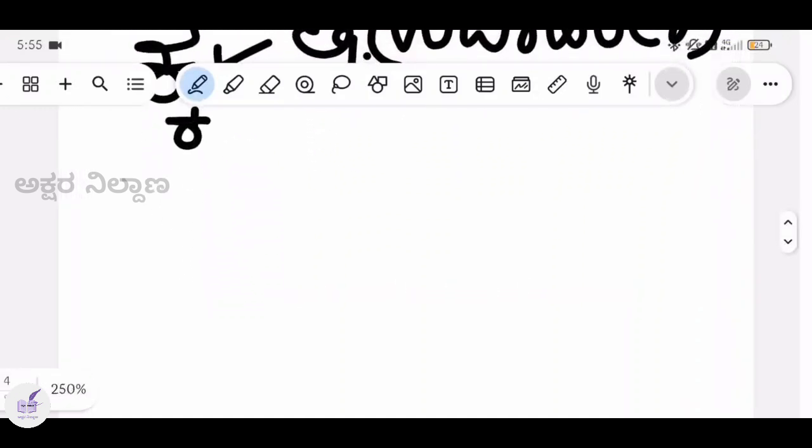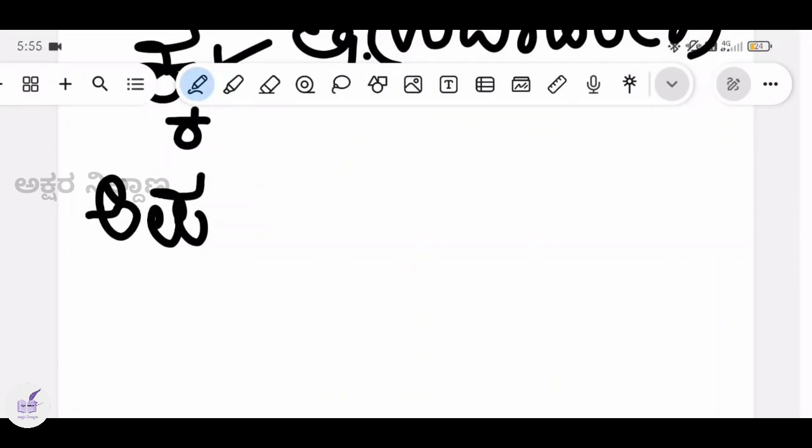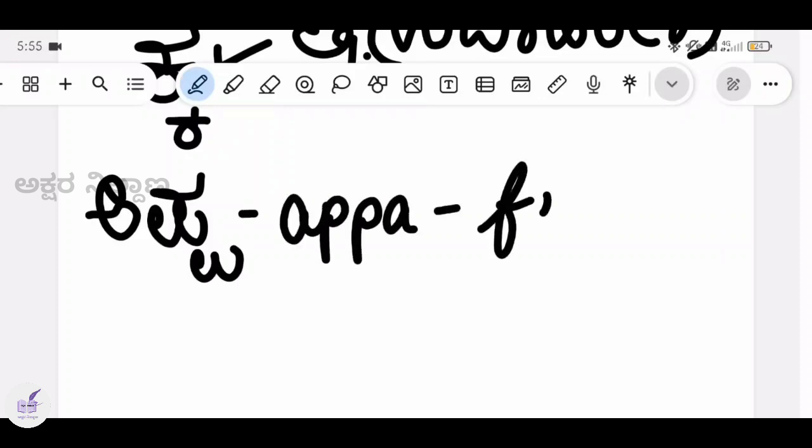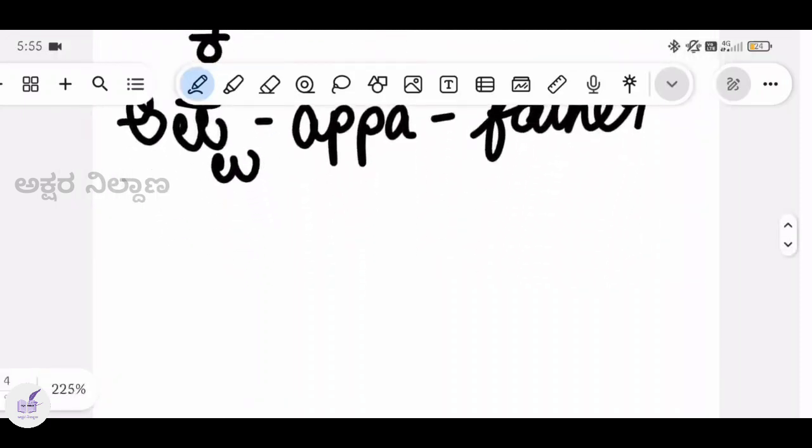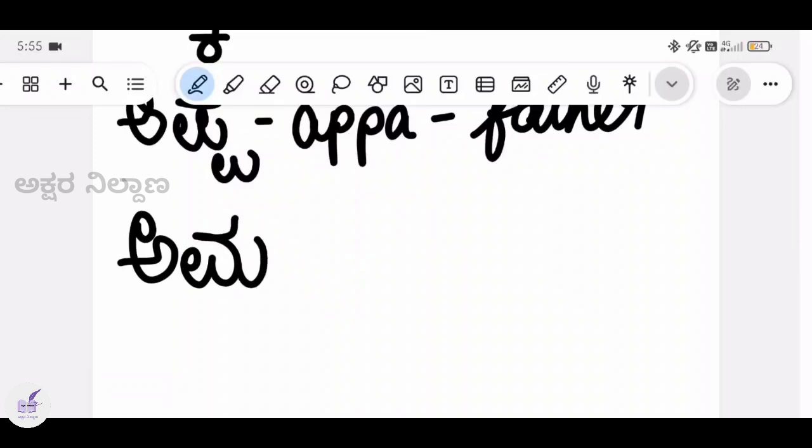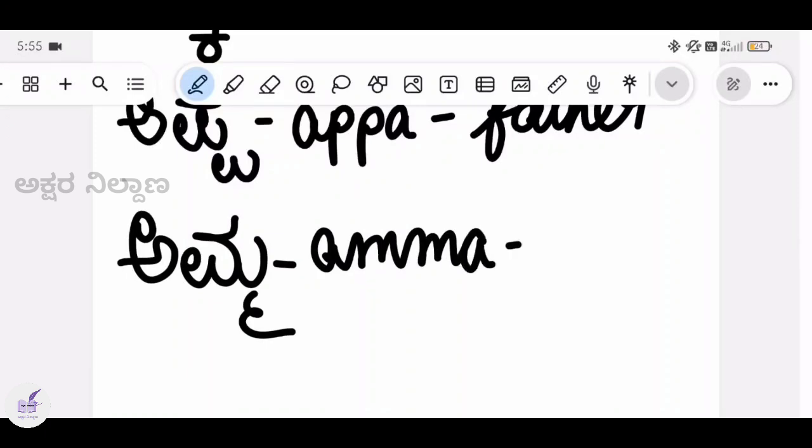You can only make it when A is given. A plus Pa plus Pa, Appa. Pa is given Pavattu. Appa means father. These are all the examples of Sajati Vattakshara. And A is having Ma, Amma. Ma is having the same Vattu, so it is Sajati Vattakshara. Amma means mother.